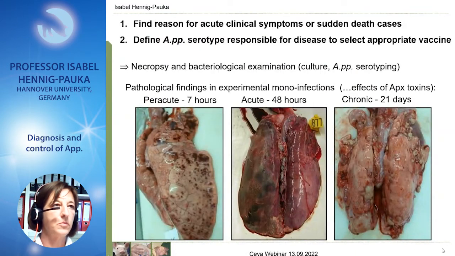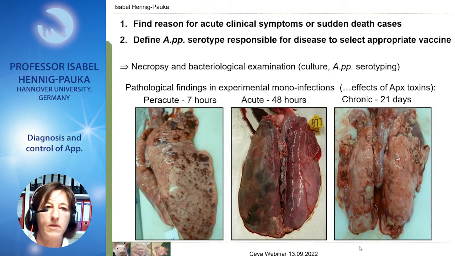So according to the first 2 points, necropsy and bacteriological examination is most important. And here you can see pictures from experimental monoinfections with APP, and you see the effects of the APX toxins, which are the most important virulence factors, very clearly. Already 7 hours after infection, you can see these small red dots. You can imagine that single bacterial cells or cell clusters in the lung tissue produce APX toxins immediately, and the alterations will become confluent around 48 hours after infection, and you see the typical picture of porcine pleuropneumonia.